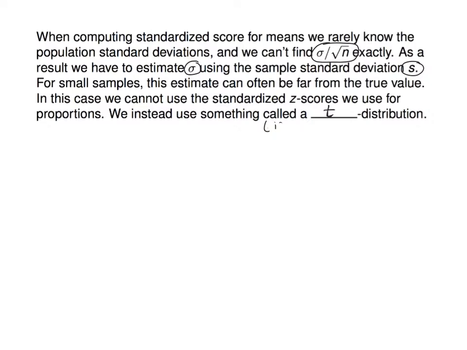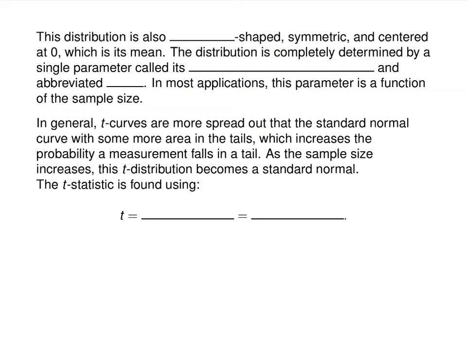Now, you only need to use that t-distribution if you use s and not sigma. If you use the true value, then it's a z-score. So we'll get more into t-values, and we'll have a table for t-values in a later lesson, but for now, you use a t-distribution if you have a standard deviation of s, and here are some properties of that distribution. This t-distribution is also bell-shaped. It's also symmetric, and it's centered at 0, which is its mean, much like the standard normal. The distribution is completely determined by a single parameter called its degrees of freedom, abbreviated df. And in most cases, this parameter is a function of the sample size.